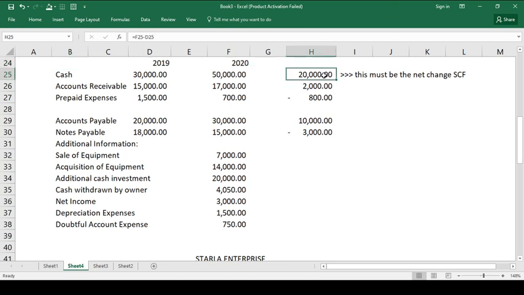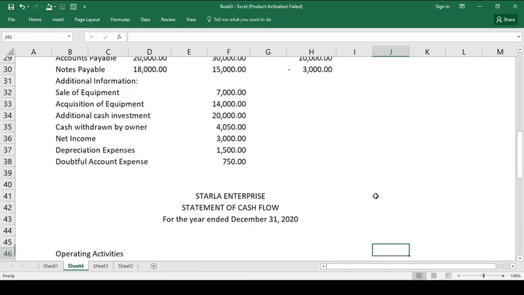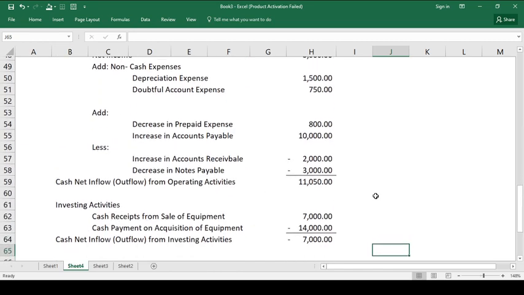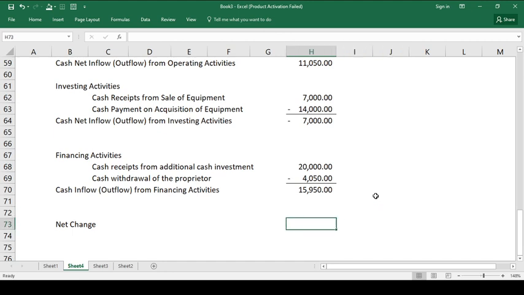Dapat 20,000 po ang makompute ko sa statement of cash flow. Pag mangyaring hindi magtugma yung 20,000 na compute ko using this two, it means may mali po tayong nagawa. Okay? So, hopefully, maging tugma para hindi po natin hanapin yung mali. Okay? So, the net change will be, okay, paano po computein yun again?